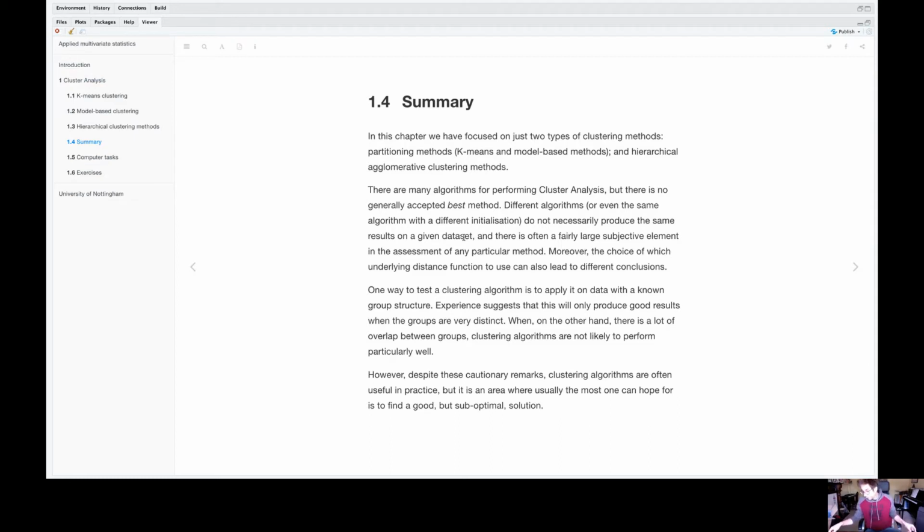So despite all these caveats and warnings about clustering, it's something that can be useful in practice, but you're not necessarily going to reveal some great underlying truth. It's used as an exploratory tool to suggest to you things you might look at in more detail.